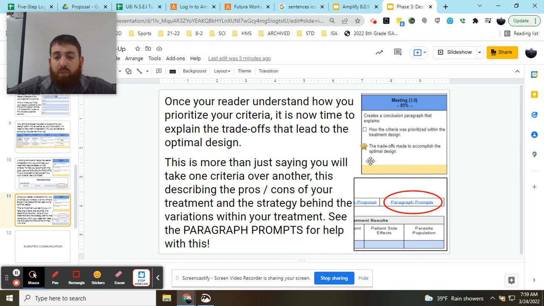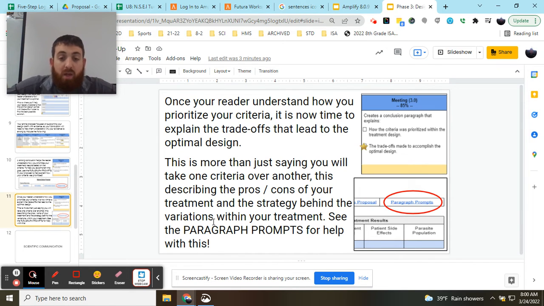The second part of our rubric is the idea of trade-offs. So once your reader understands how you prioritize your criteria, it's now time to explain your trade-offs that led to being optimal. So even though you prioritize side effects, how is it you were able to achieve that side effect by trading off different criteria? This is more than just saying you'll take one criteria over the other. This is describing the pros and cons of your treatment. So it's okay that it's a pro that we got this side effect if it means accepting this con with the cost.